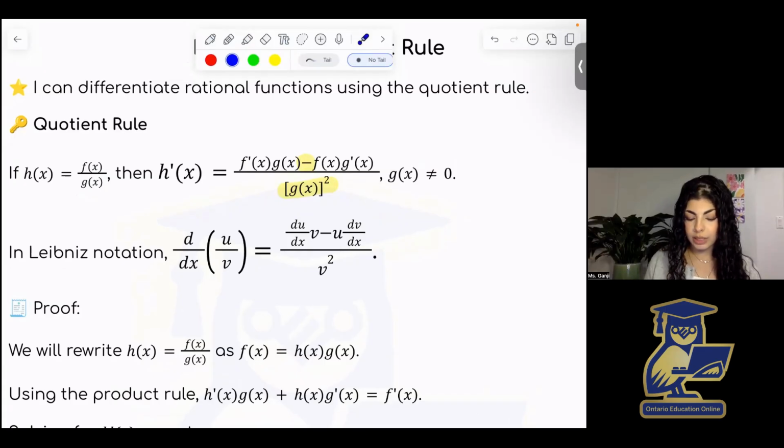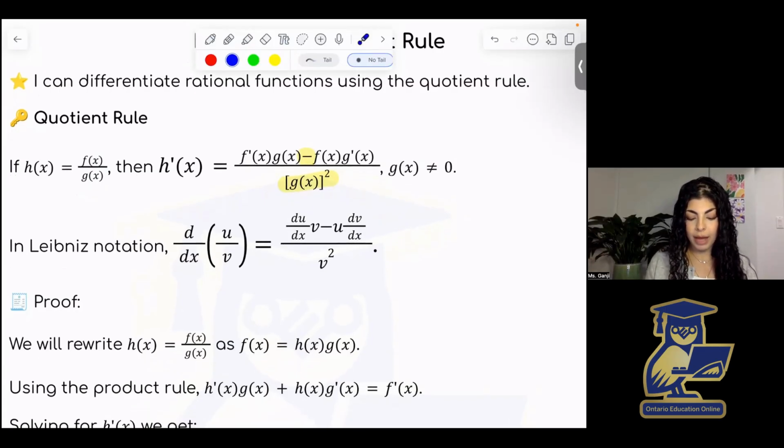Now, in Leibniz notation, if we have a function u over v, then the quotient rule tells us that we find the derivative of u with respect to x times v, take away u times the derivative of v with respect to x, and then in our denominator, we just have the denominator squared.